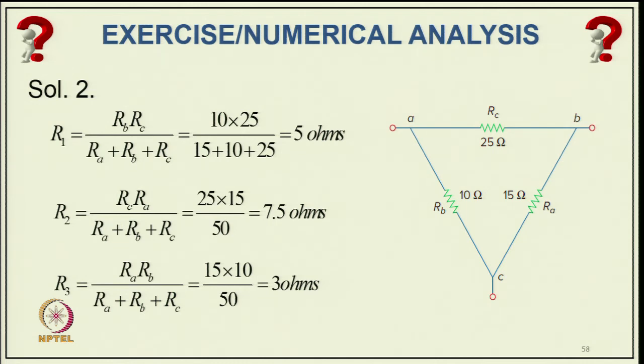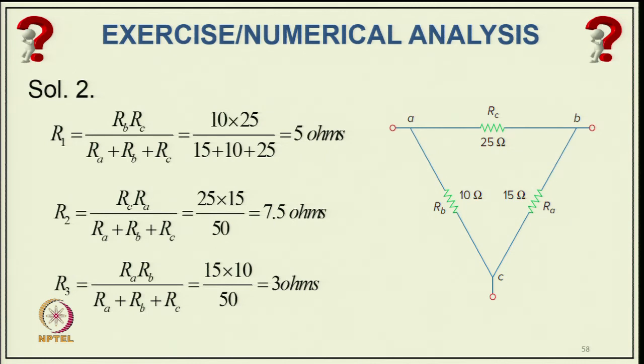Similarly, R 2 will be R C into R A upon R A plus R B plus R C. So putting in values it comes to 25 into 10 by 25 into 15 by 50, that comes to 7.5 ohm, and R 3 will be R A R B divided by R A plus R B plus R C.